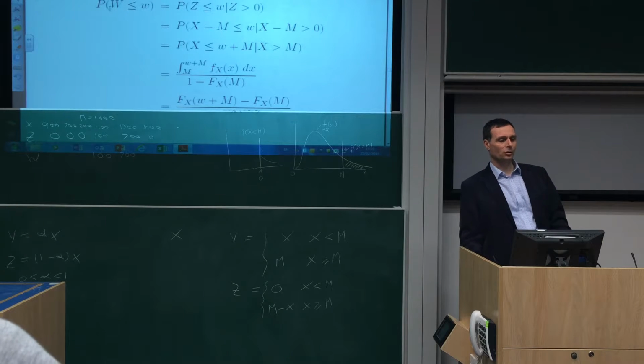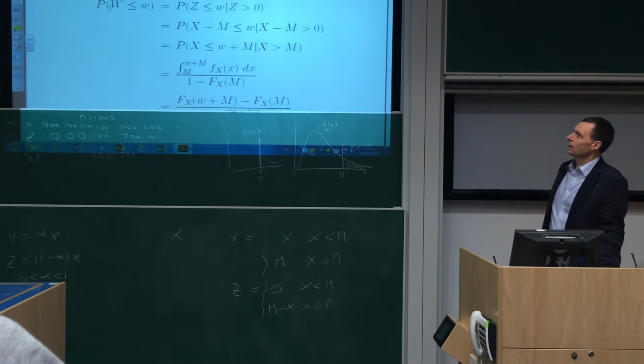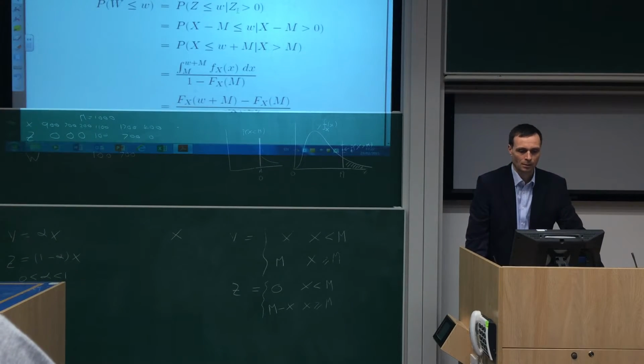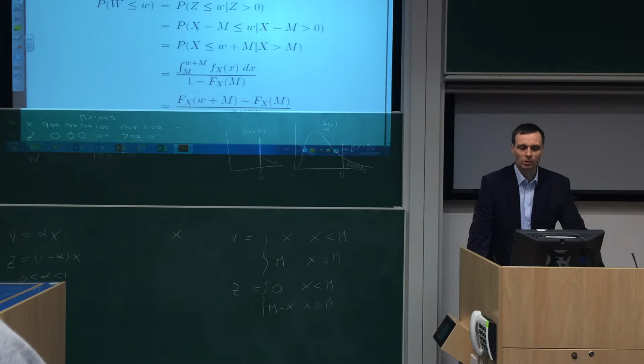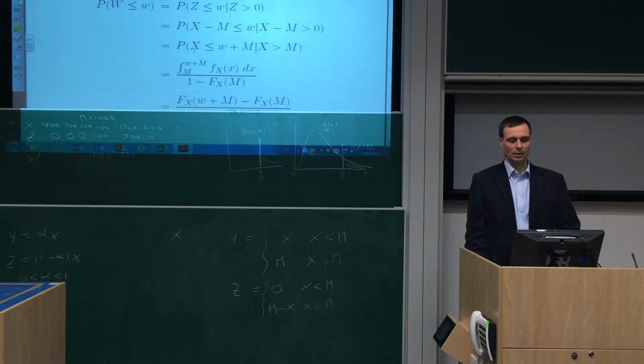So what do we answer? Well, the CDF would be the probability that W is less than some little w. That's the probability that Z is less than w given Z is greater than 0. We don't have any distributional information about Z specified. We need to turn this back into X. We know that Z is X minus M. So we rearrange this because we want a probability statement about X. The probability distribution of W is in terms of X. So W is less than little w if X is less than w plus M, given that X is greater than M.